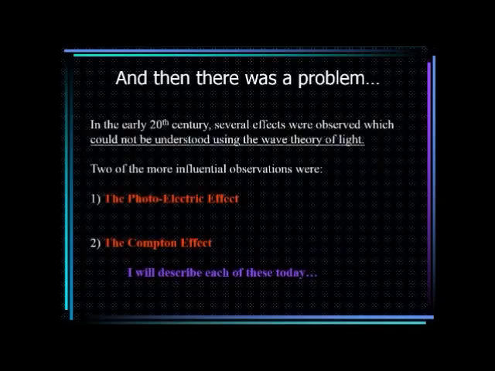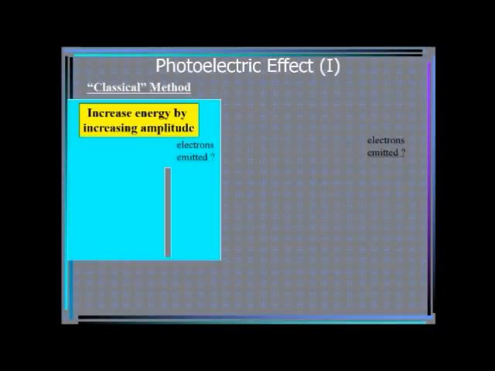Then there was a problem in the mid 20th century. Several effects were observed which the wave theory of light could not explain, like Einstein's photoelectric effect and the Compton effect. These two observations did not agree with the wave nature or the wave theory of light. So we'll describe each of these today, and what actually happened in these two effects.